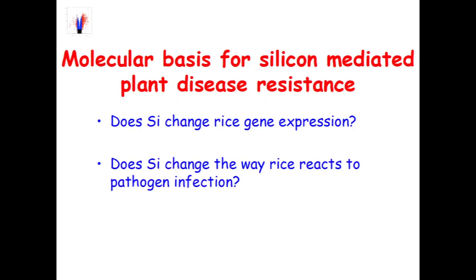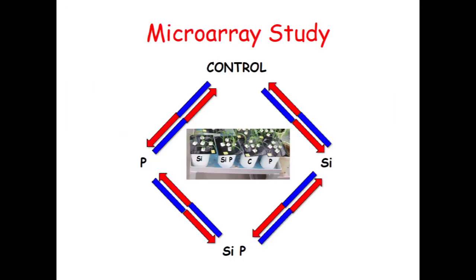So based on this, there's probably some kind of molecular basis for silicon-mediated disease resistance. So silicon, does it change the rice gene expression? Does rice change the way it reacts to a pathogen infection? So we did this study where we made these comparisons with silicon plus pathogen, a control, and then just a pathogen. Basically, at 24 hours, messenger RNA was extracted, labeled, broken into 2 groups, and then hybridized to a 44K rice gene chip.